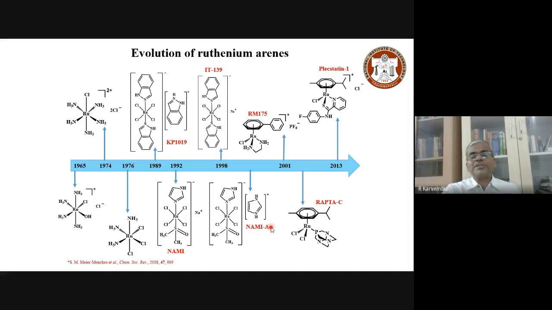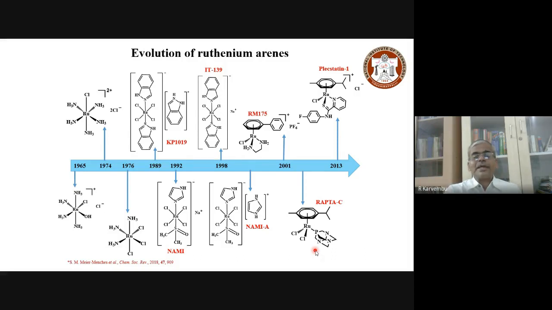So some modifications are still going on. But after 2000, the ruthenium arene complexes have come into the picture. Several ruthenium arene complexes have been prepared. You see here, this is a very interesting RAPTA-C complex. The C indicates the cymene here. We also have RAPTA-B, where you have a benzene moiety over a ruthenium. So these complexes have shown promising results in anti-cancer activity, and they are undergoing clinical trials currently.